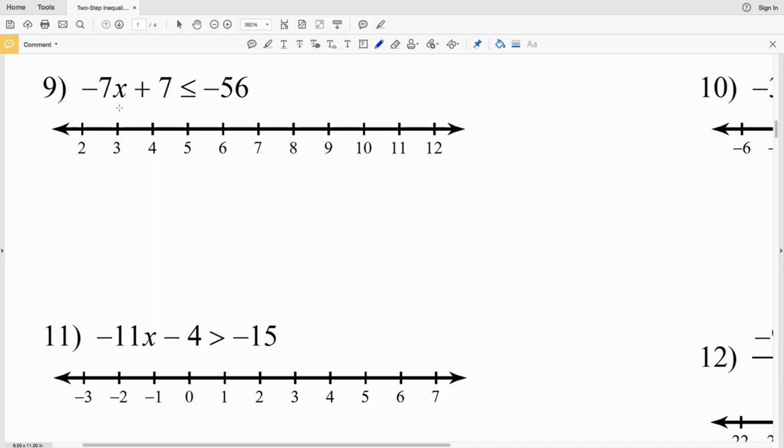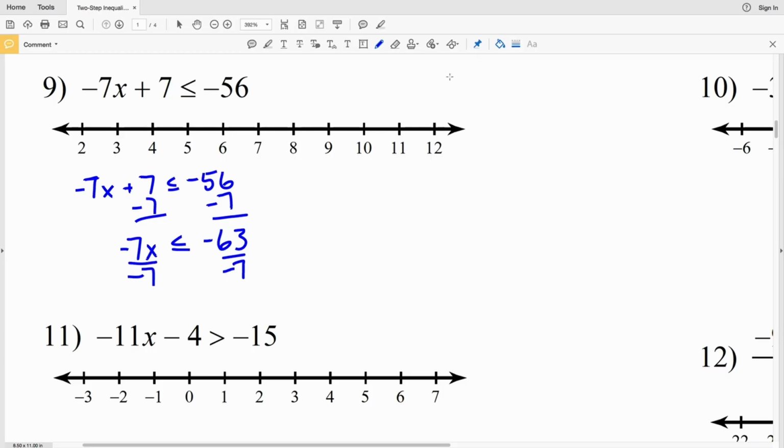In number 9, we have negative 7x plus 7 is less than or equal to negative 56. I'm going to start by subtracting 7 from both sides. That'll leave me with negative 7x is less than or equal to negative 63. Then I'm going to divide by a negative 7. And since I'm dividing by a negative, we are going to flip the inequality.